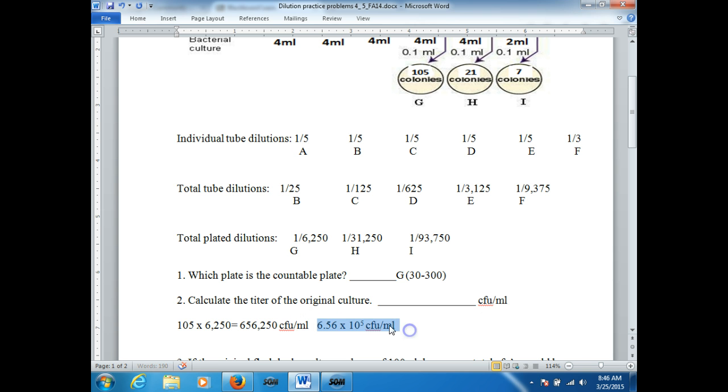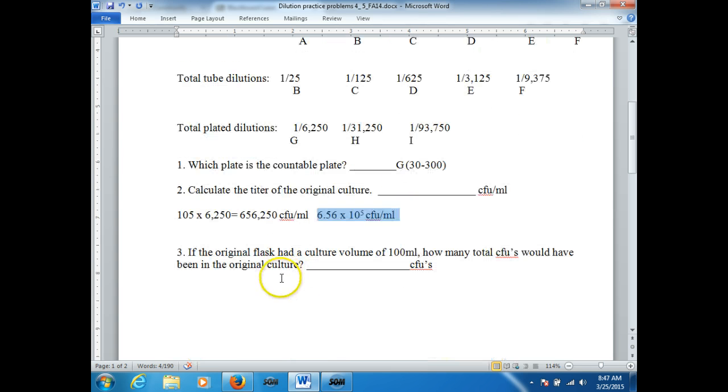Now, this is concentration, this is a titer, per milliliter. So if you know what your beginning volume is, you can take this concentration and multiply it by the volume. What happens to your volumes? They cancel out. So then we're just left with what? Total CFUs. So in this case, we're just adding 2 zeros, right? So I could just rewrite this and change my exponent to a 7. That one was super easy.